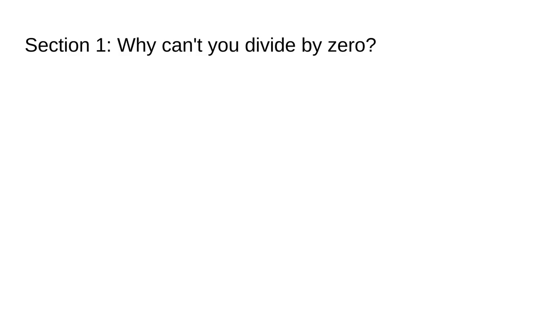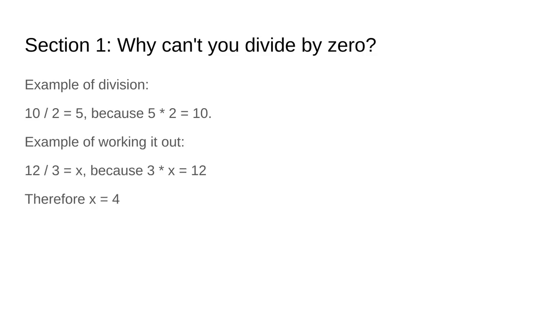If you've thought about it or seen other people talking about this topic, you may have heard of a few reasons or figured them out yourself. First, let's start off by realizing that division is the opposite of multiplication. That is, 10 divided by 2 equals 5, because 5 times 2 is 10. If you don't know the answer of a division, you can figure it out like so. 12 divided by 3 equals x, because 3 times x equals 12. You can see that x would be 4, because 3 times 4 gives 12.